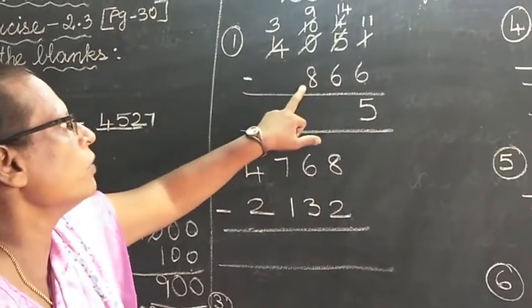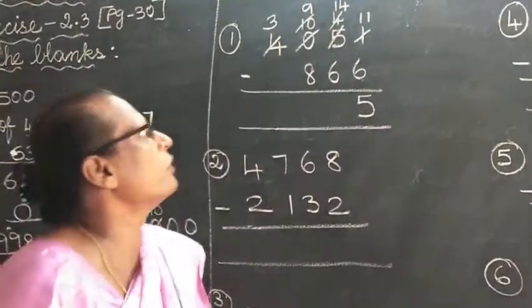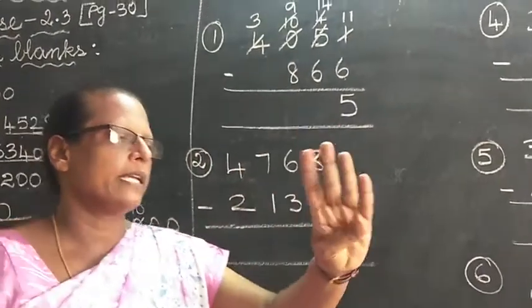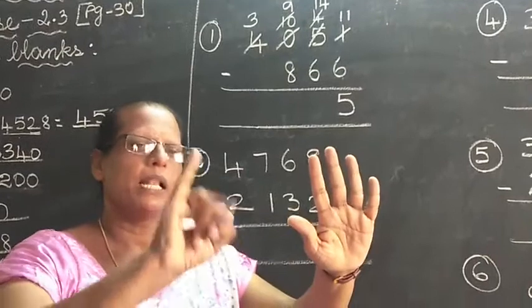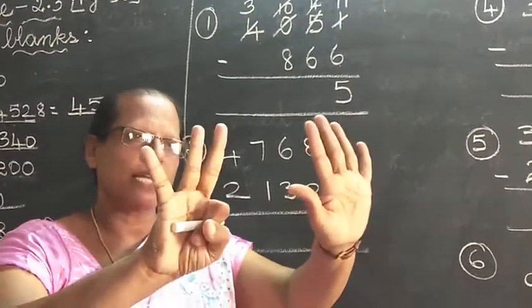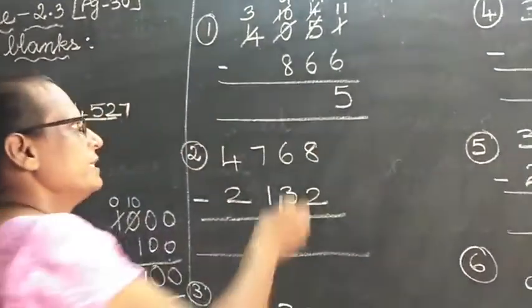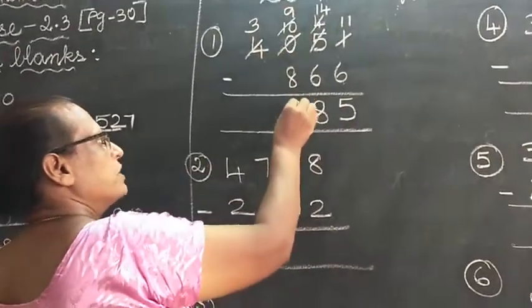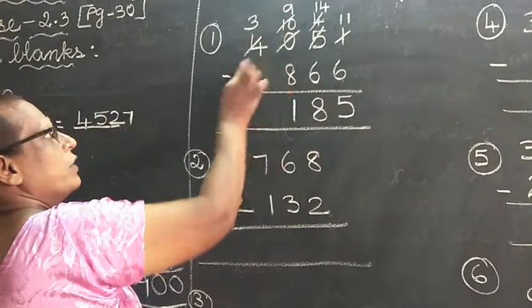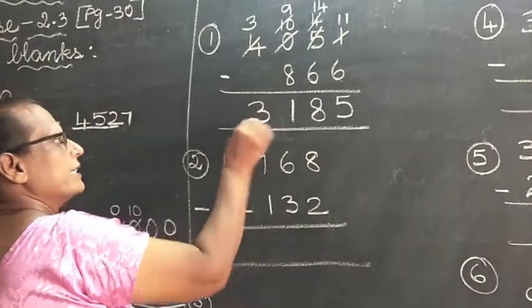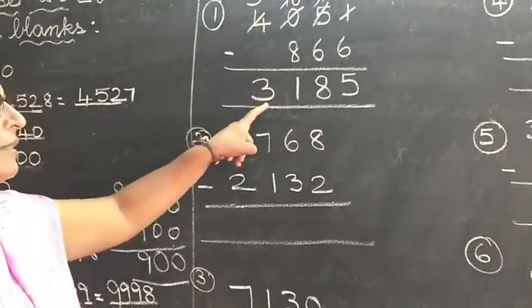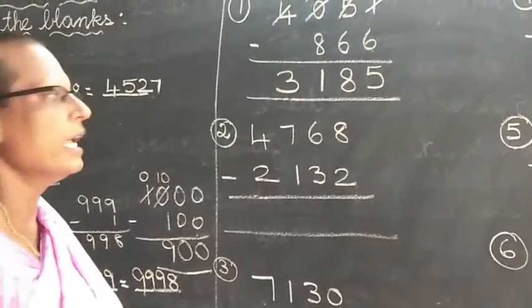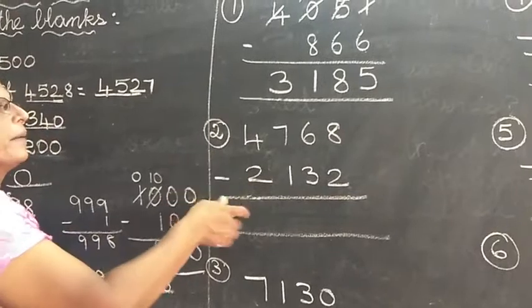Okay children, now from 6 you count up to 14. After 6: 7, 8, 9, 10, 11, 12, 13, 14. So what's the answer, children? 8. And after 8 if you count, 9 is what? Only 1. And now there is no number, so you have to write it as it is. So now what's the answer, children? 3185. 3185. And the second sum.